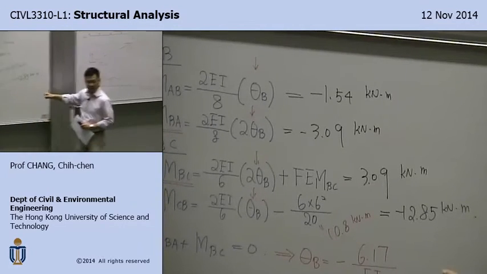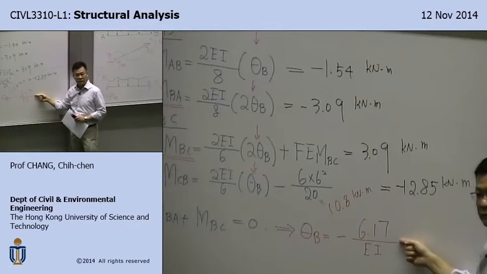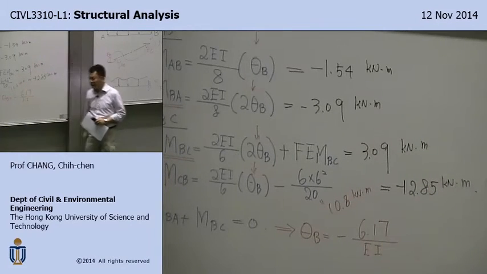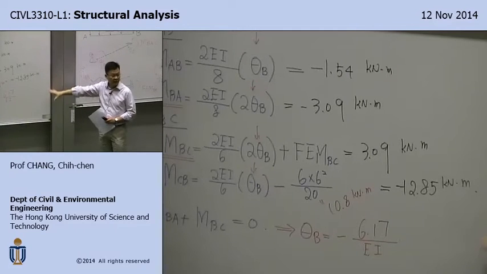But for this case, if you go for slope deflection equations, there's only one unknown. You don't have to solve for the simultaneous equations. Right? It's very straightforward calculations. So is it all right? Do you have any questions?